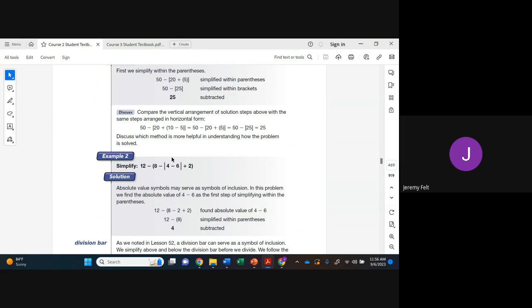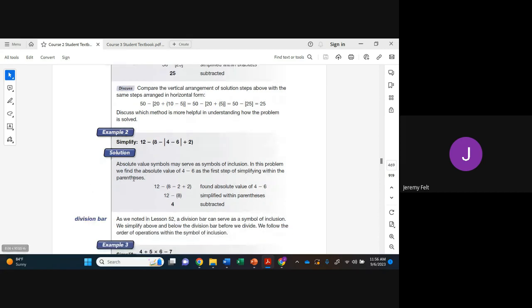So if we go in here, we do 4 minus 6 is -2, but the absolute value of -2 is +2. So I have 8 minus 2 plus 2, which is 8. And I have 12 minus all of that, which was simplified down to 8. 12 minus 8 is 4. And so you still follow your order of operations. If you have exponents within the parentheses or parentheses within your brackets or whatever, you follow your order of operations even within your order of operations.